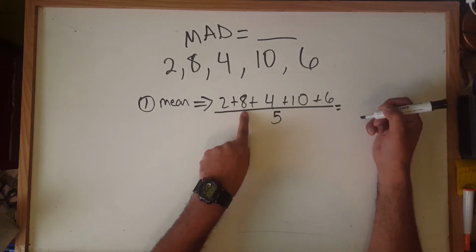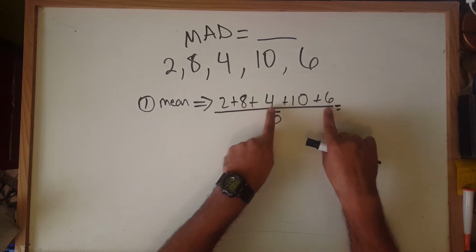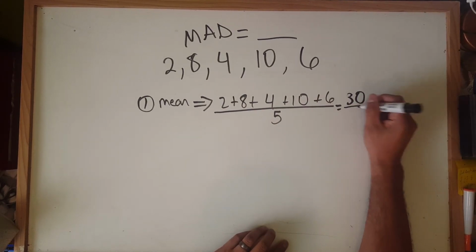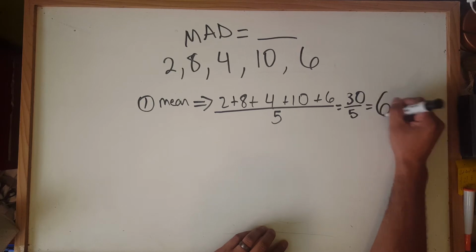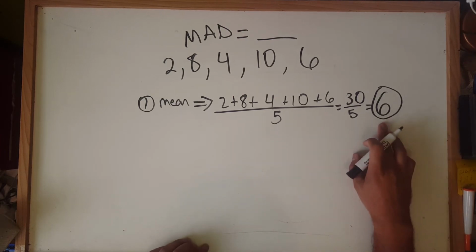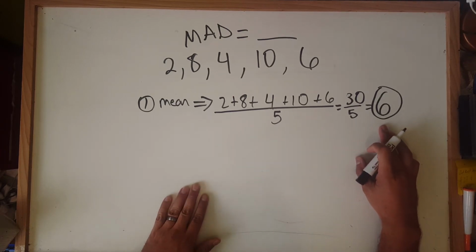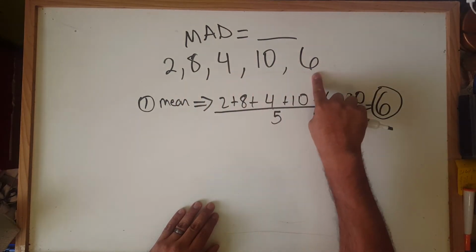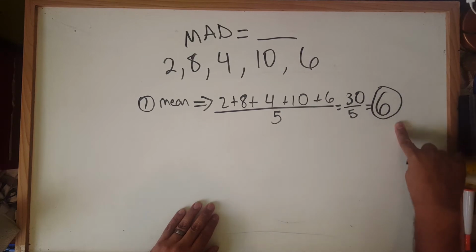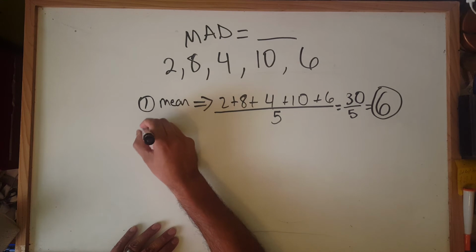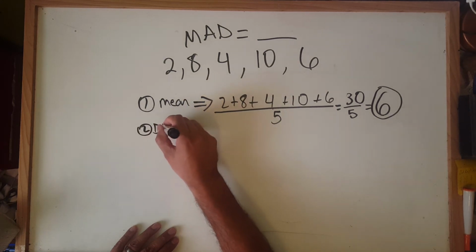2 plus 8 is 10. 4 plus 6 is also 10, and then there's a 10, so that gives me 30 in total. 30 divided by 5 equals 6. So 6 is a very important number. We're going to need that number. Okay? So 6 is my mean, or it's my average. So if, again, say these were grades, I got a 2, an 8, a 4, a 10, and a 6. My average would be a 6. Okay? All right, step number 2 is going to be distances.